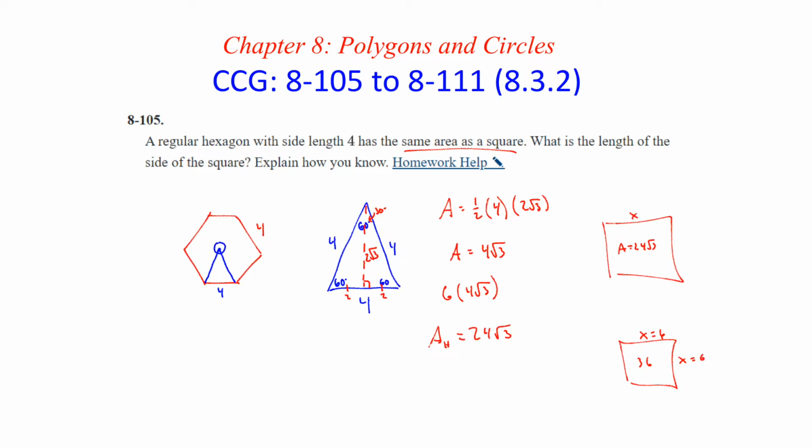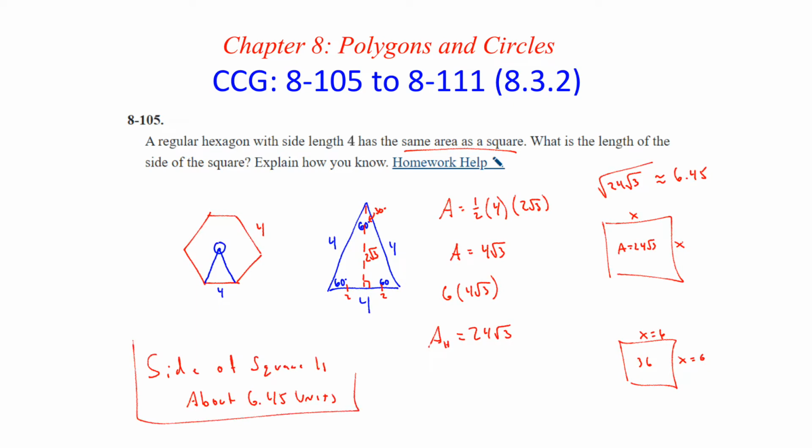So to find these side lengths here, we're going to take the square root of the area, which is 24 square roots of 3. Now, what does that equal? Go ahead and plug it into the calculator so we can get approximately what that value is. So once again, the square root of 24 square roots of 3 is approximately 6.45. Because it is asking for the length of the side of the square, make sure that you write that out. So the side of the square is about or approximately 6.45 units.